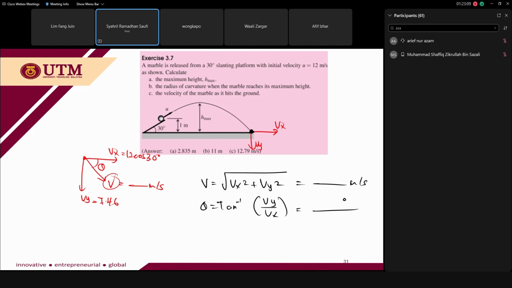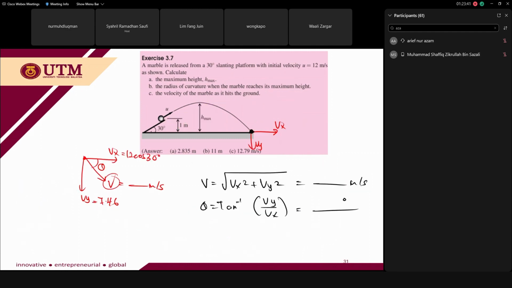Doctor, about the height just now, since the initial height of y is 0 and sy is negative 1, is it? Yes. Why is s initial y 0? Sorry, which question? Question C. Yeah, this question also. Why is s initial y 0?